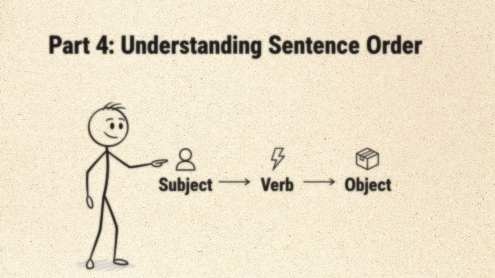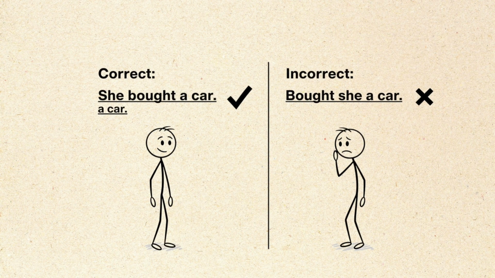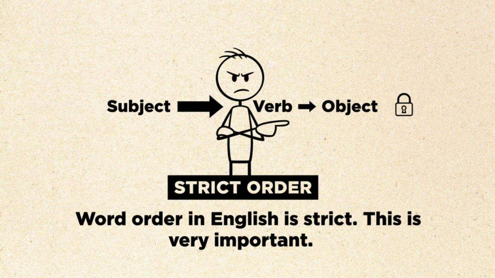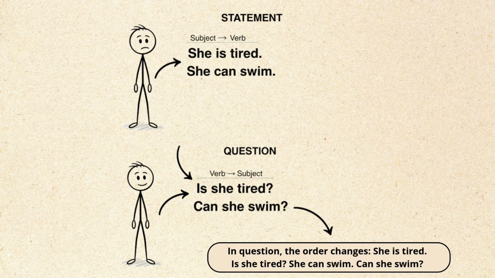Understanding sentence order. English has a fixed word order: subject, verb, object. You cannot change it freely. Correct? She bought a car. Incorrect? Bought she a car? Word order in English is strict. This is very important. In questions, the order changes.